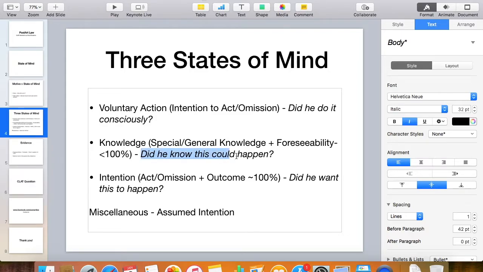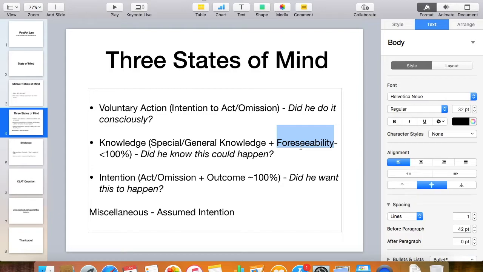So did he know it could happen? It's general knowledge that you cannot leave a plant lying on the veranda without it being tied. Why? Because you know that it can actually fall down, and you also know that falling objects can hit someone on the road. So that was foreseeable.